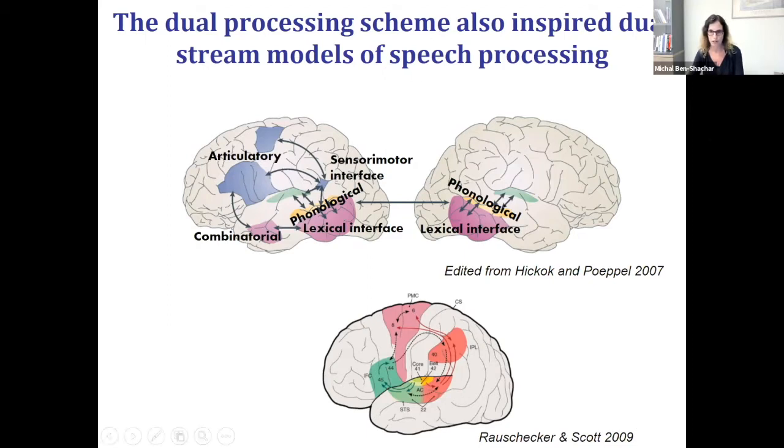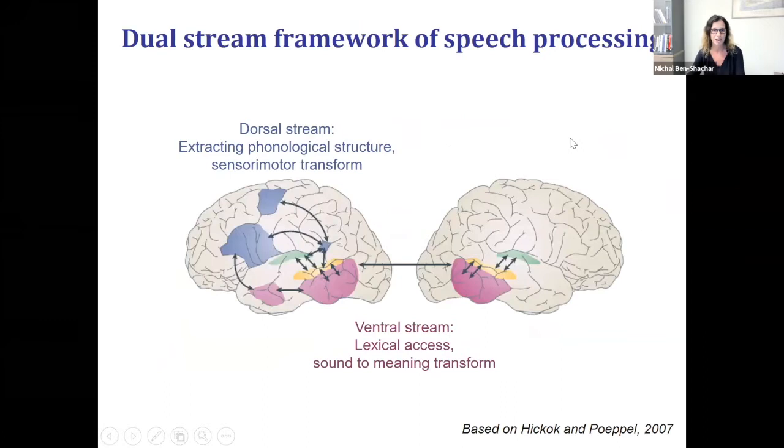You're all very much familiar with these models, I'm sure. Two of the dual stream models that have been proposed are shown here, one from Hickok and Poeppel and the other from Rauschecker and Scott. According to this model, I'm going to move on to a simplified description. According to the dual stream framework of speech processing, we're talking about a dorsal stream that extracts phonological structure and conducts a sensorimotor transform from auditory signals to motor commands, and a ventral stream, bilateral ventral stream, that deals with lexical access and maps sound to meaning.